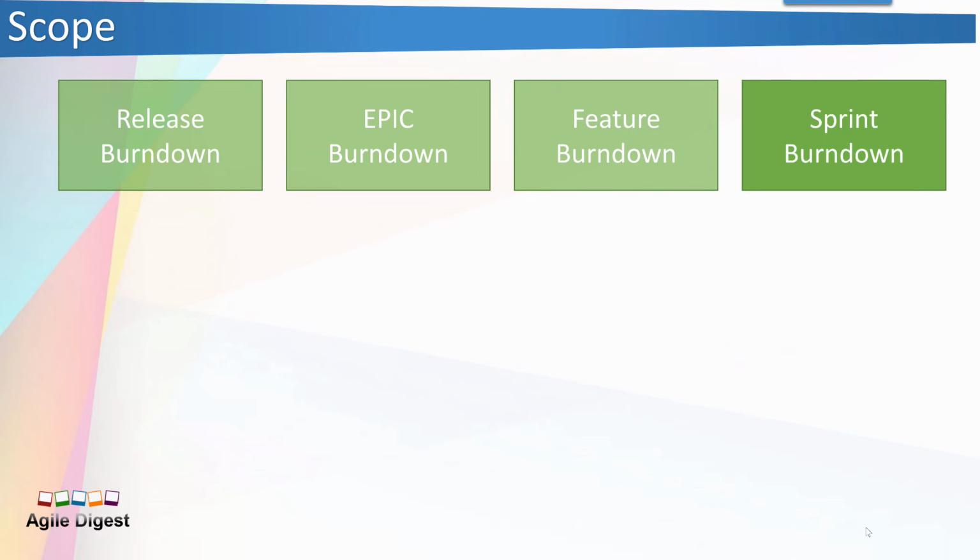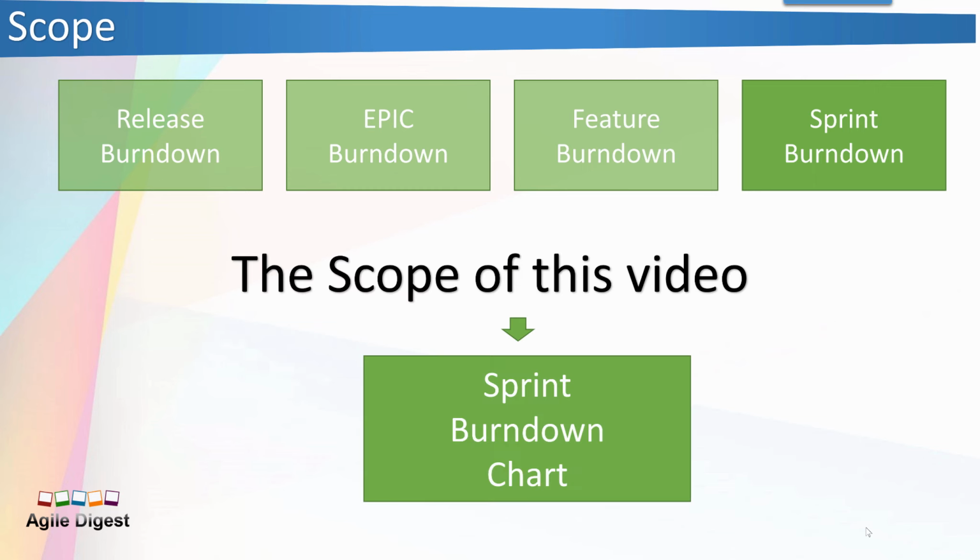There can be many burndown charts you can actually use to track your remaining hours or remaining amount of work. There can be a release burndown, an epic burndown, a feature burndown. Today we'll talk about the sprint burndown chart, what exactly it is. So let's begin.